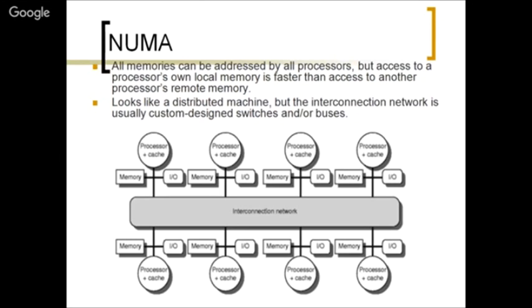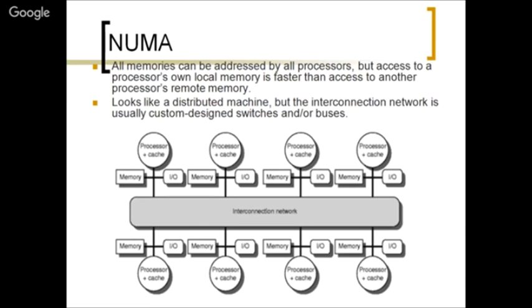So it looks like a distributed machine. The interconnection network is usually custom designed switches, which probably answers your question. Custom designed switches are there, or buses. Every processor has its memory and I/O devices, meaning peripherals.